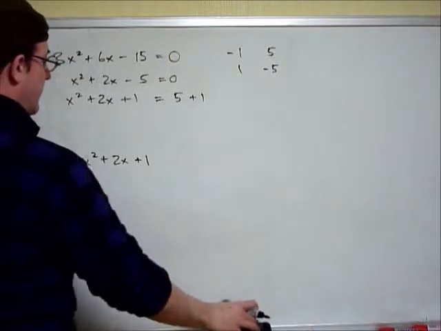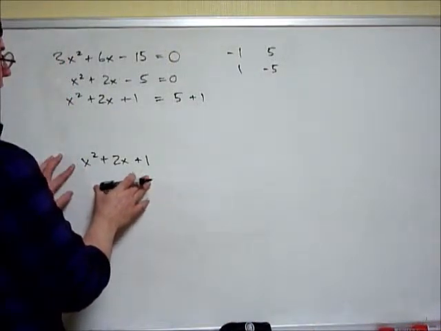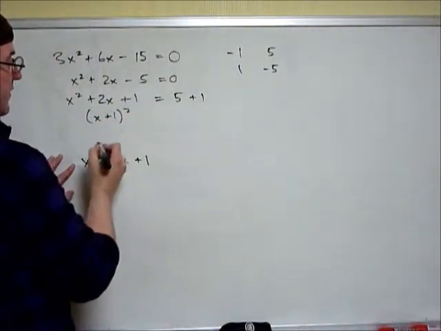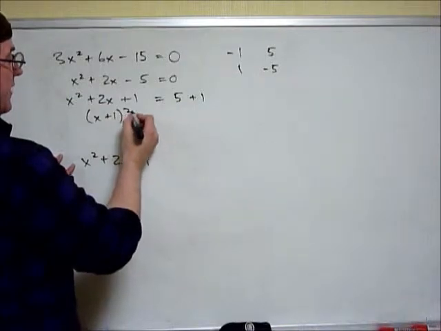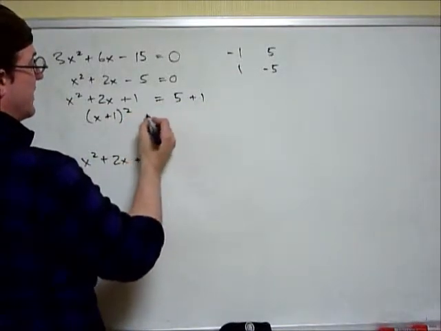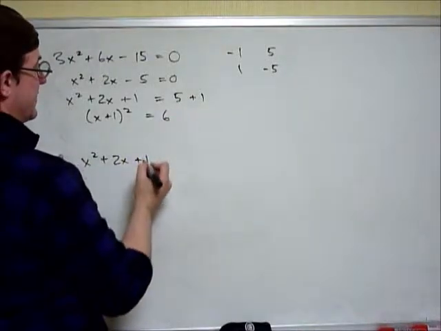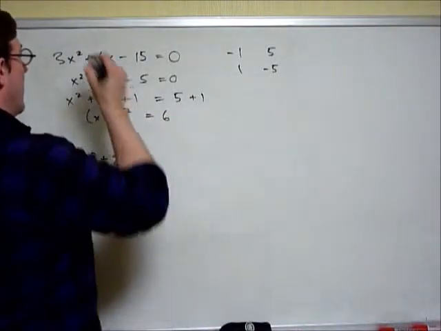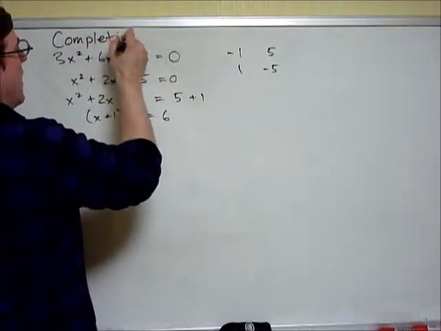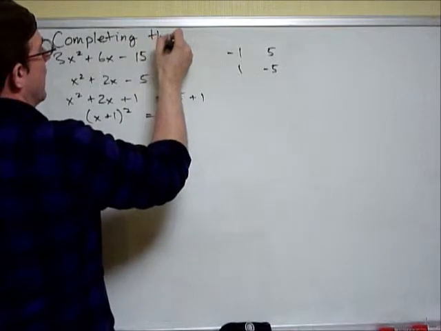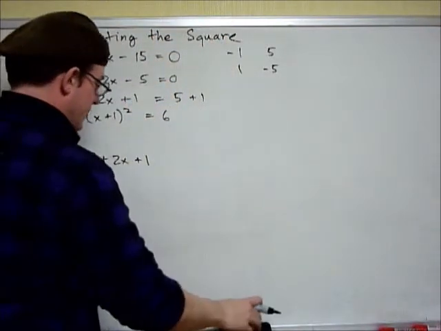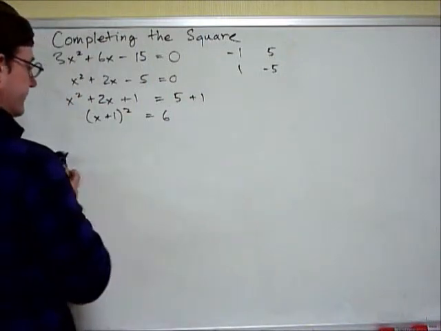And then we just came up with this square. This is actually x plus 1 squared, right? So we can say that now. As long as we've got this 1 here, and we've added the 1 on the other side, now we can say this equals 5 plus 1 is 6. And this is what we call completing the square. And this is our new method, our new tool in our box.